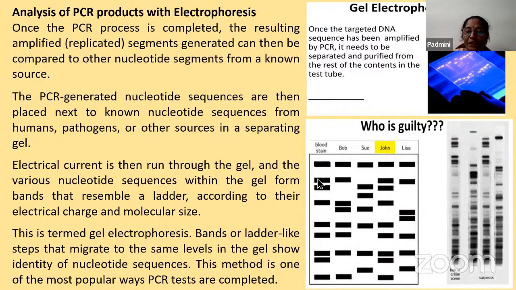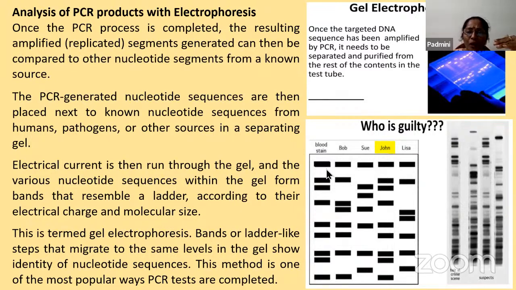So this is a charge, that is how positive they are or how negative they are. The opposite poles attract, and the like poles repel. So they're going to move towards the opposite poles. This is termed gel electrophoresis, and the bands or ladder-like steps that migrate to the same levels in the gel show the identity of the nucleotide base pair. And this method is very popular to complete the PCR test.